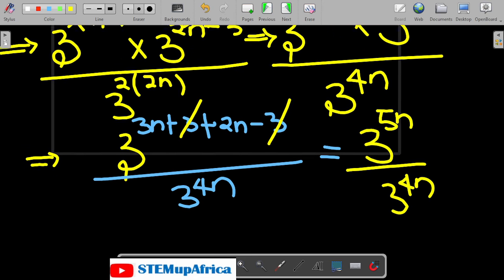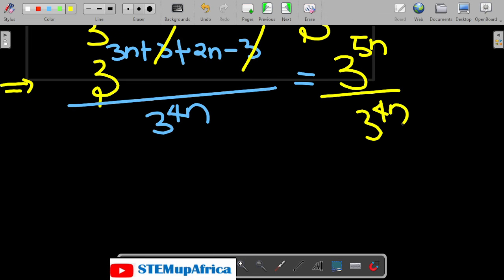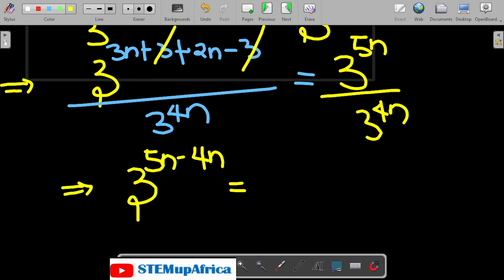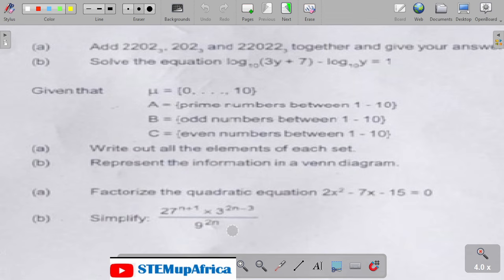So I can still apply the law of indices to these two. What will this give to me? A single 3, with 5n minus 4n, which is 3 raised to power n, or 3^n. That's our answer to question 5b.